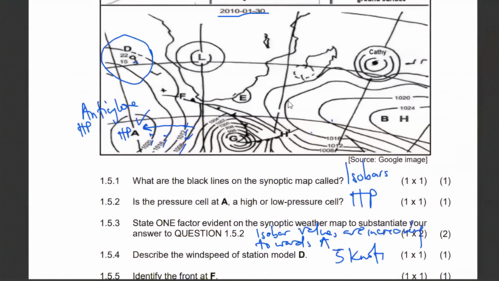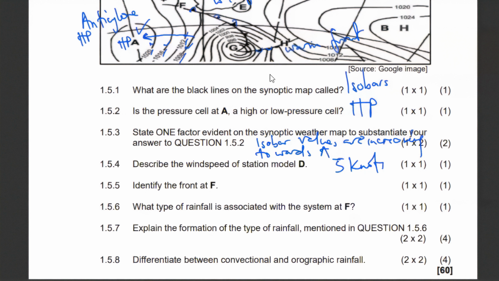Then identify the front at F. Our F is here. The line with these triangles, this is a cold front. That is how a cold front is portrayed. And these semicircular ones here, they represent a warm front. So our front at F is a cold front. Then what type of rainfall is associated with F? Already the front part gives us frontal rainfall.